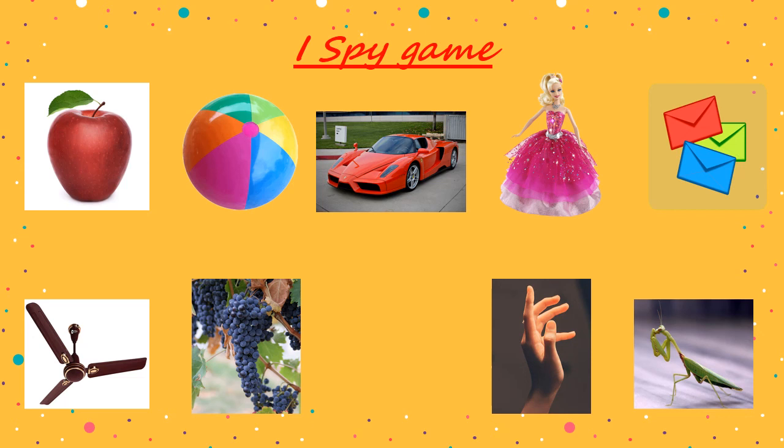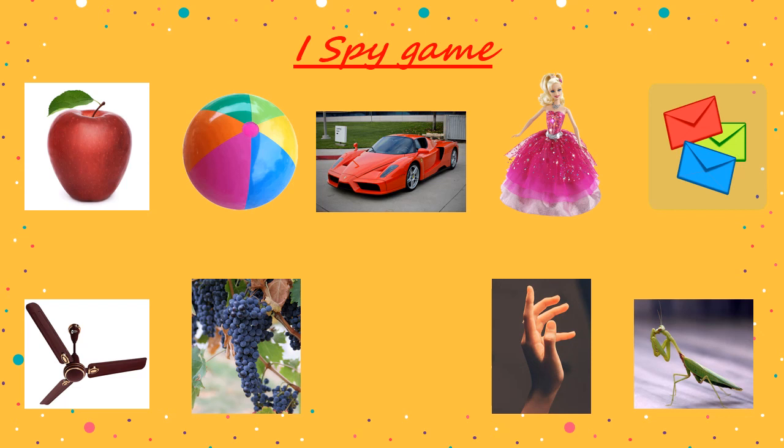Next, I spy with my little eye something that begins with letter G. It's also a fruit and it's sweet and sour and it comes in different colors as well. Next, I spy with my little eye something that begins with letter H and it's a body part. We can use that body part to hold objects or also to eat our food.